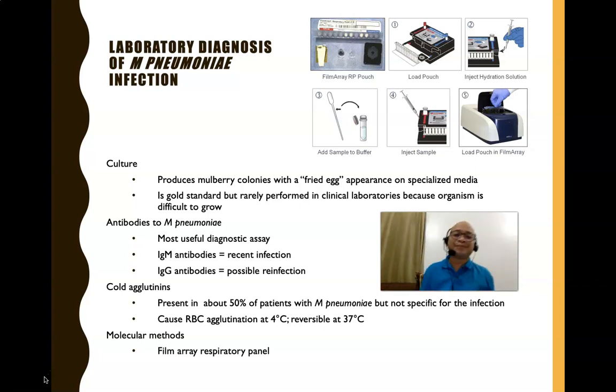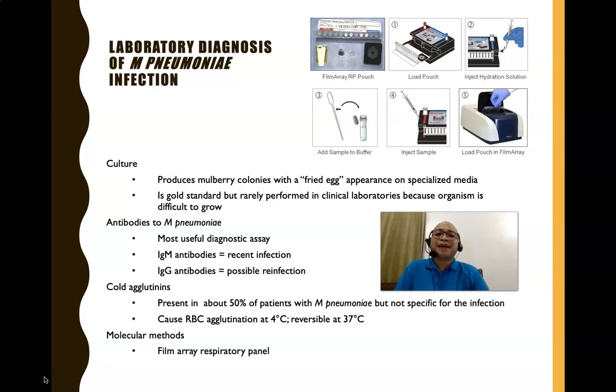Now, there is one test also for Mycoplasma pneumoniae. It's called the cold agglutinin test because apparently cold agglutinin is present among 15% of patients with Mycoplasma pneumoniae. It's not really popular because cold agglutinin is not really specific for Mycoplasma pneumoniae infection. So when you say cold agglutinins, RBC agglutinates optimally at 4 degrees centigrade, and agglutination disappears when you incubate the solution at 37 degrees Celsius.